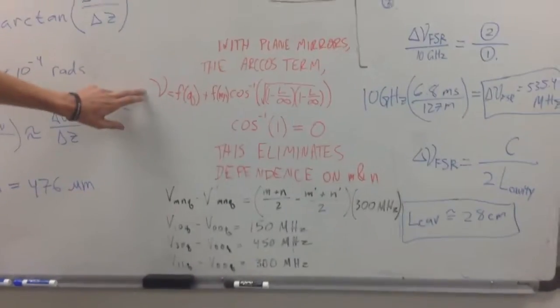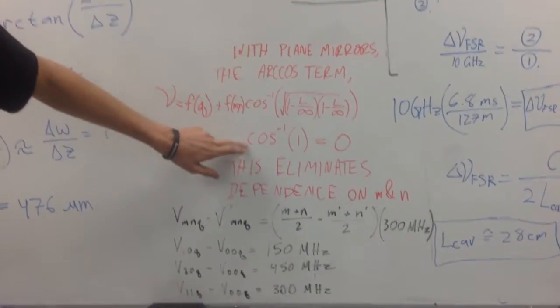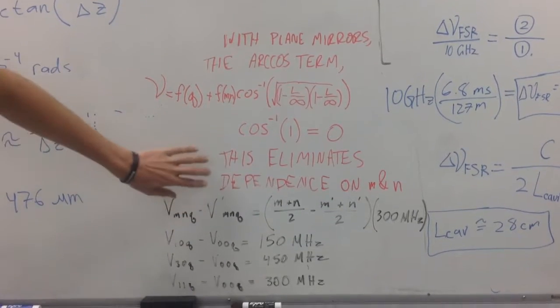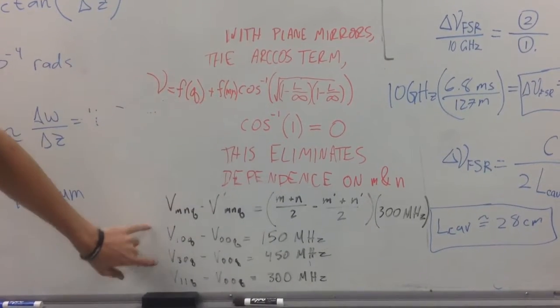For resonant frequencies between plane mirrors, the arc cosine term will be killed by the infinite radii, eliminating dependence on m and n. And these are the answers.